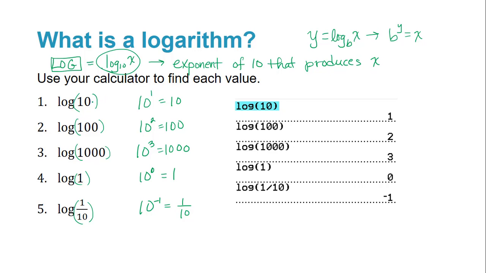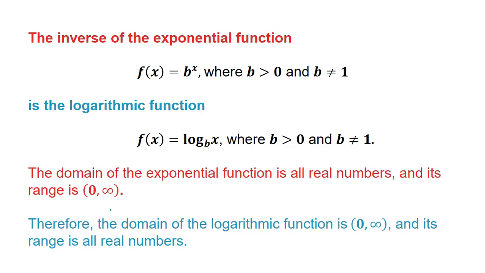Just to reiterate, log 10 is 1, log 100 is 2, log of 1000 is 3, log of 1 is 0, and log of 1/10 is -1. The inverse of the exponential function f of x equals b to the x, where b is greater than 0 and b is not equal to 1, is this log function f of x equals log to the base b of x, where b is greater than 0 and b is not equal to 1.